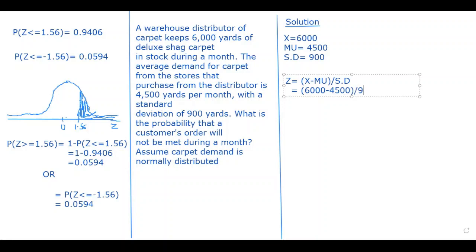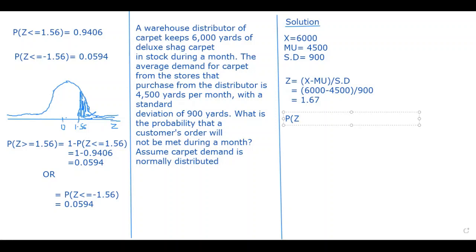Divided by what? 900 yards. So what will be the value for Z? 1.666. So we just round it to 2 decimal places, 1.67. Do you get it? So now the probability that Z, so the demand will not be met.